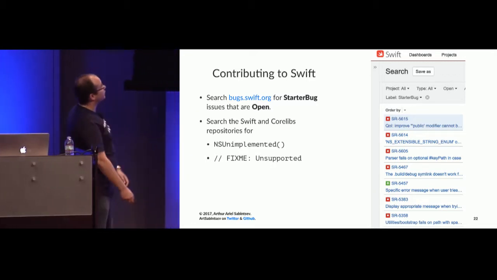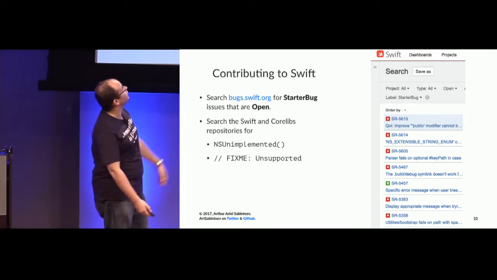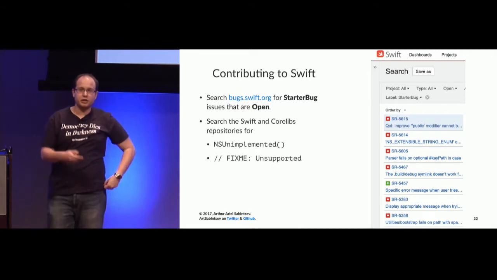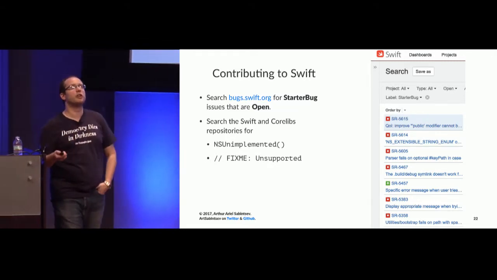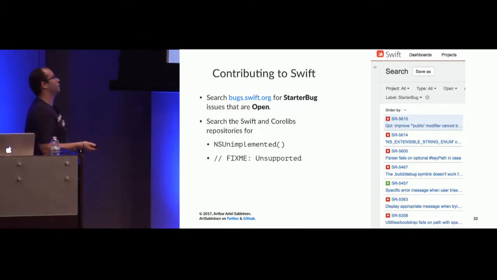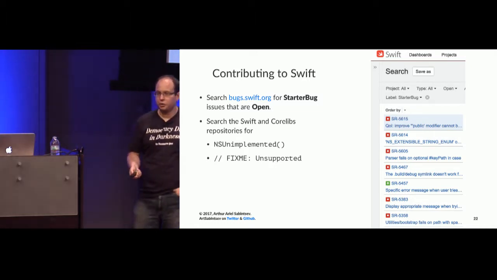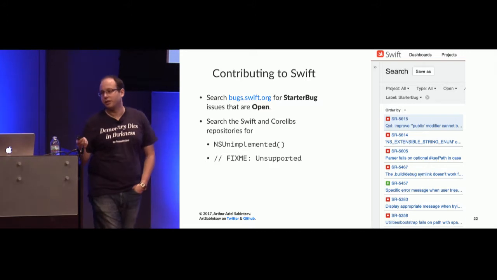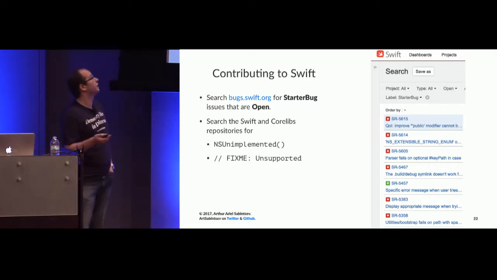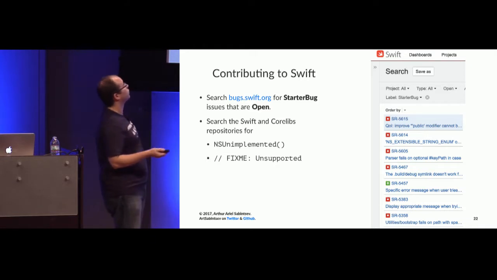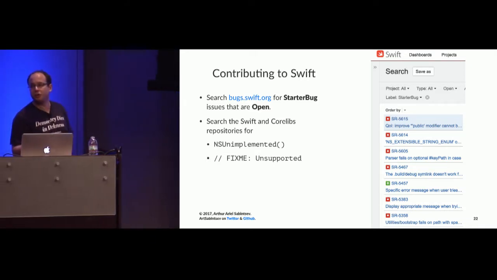First, go to bugs.swift.org, click on Starter Bug or under label, and make sure you search for open projects. These are issues that have already been created or vetted by the Apple Swift team, and that they are not implementing themselves because it's not a priority. And they're starter bugs because to them, they're a bit simplistic to some extent. Not most. Some of them are in C++. Some of them are in Swift themselves.